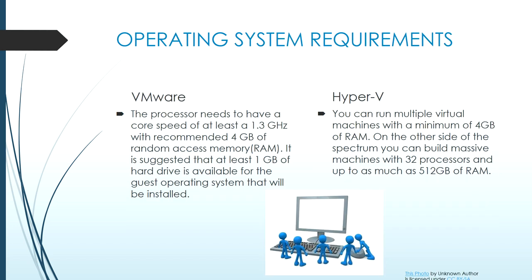OS requirements. Both VMware and Hyper-V require 64-bit operating systems or 64-bit processors. For VMware, the processor needs to have at least 1.3 gigahertz with a recommended 4 gigs of RAM. It's suggested that at least 1 gig of hard drive is available for each guest operating system. On Hyper-V, you can run multiple virtual machines with a minimum of 4 gigs of RAM. On the other side, you can build massive machines with 32 processors and as much as 512 gigs of RAM.